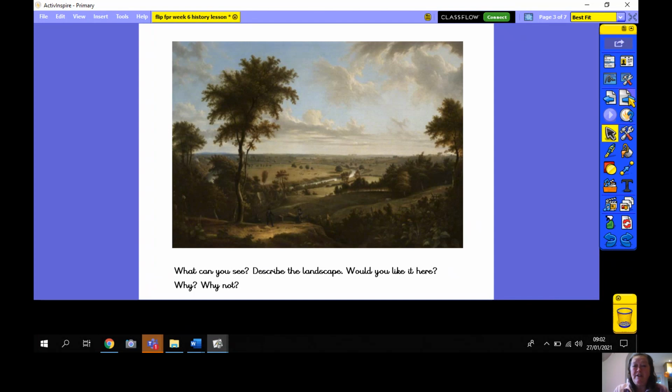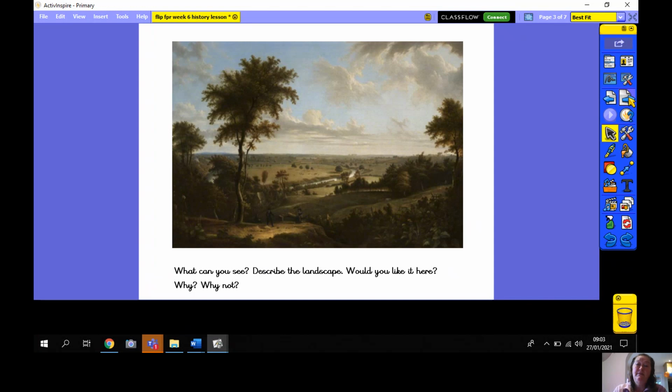And I want you to think about what you can see. What can you see at this point in time? What is the landscape? Is it a rural landscape? Is it a farming landscape? Is it an industrial landscape? What sort of landscape is this? What can you see? Well, I can see a river snaking its way across the countryside. I can definitely see trees, lots of green. I can see a couple of people sitting in the foreground. It's quite an open countryside, isn't it?